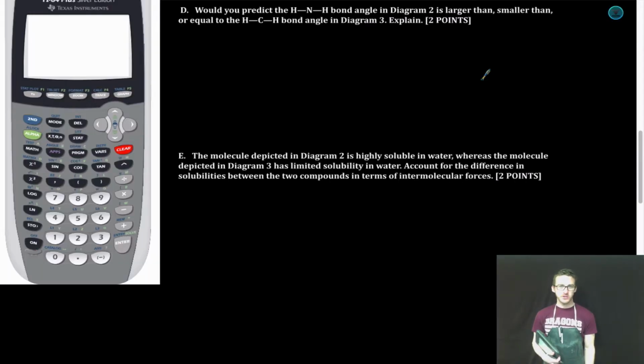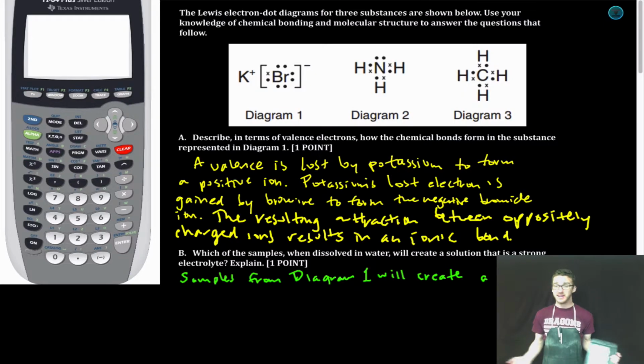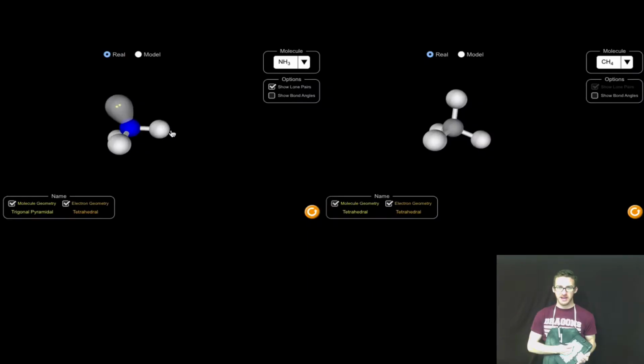Part D. Would you predict the HNH bond angle in diagram 2 to be larger than, smaller than, or equal to the HCH bond angle in diagram 3? Explain. Again, here's one of the pitfalls of Lewis structures. It appears that the bond angle here is equal to the bond angle here, that they're 90 degrees. But you have to remember, these molecules exist in a 3-dimensional world. The 3rd dimension.